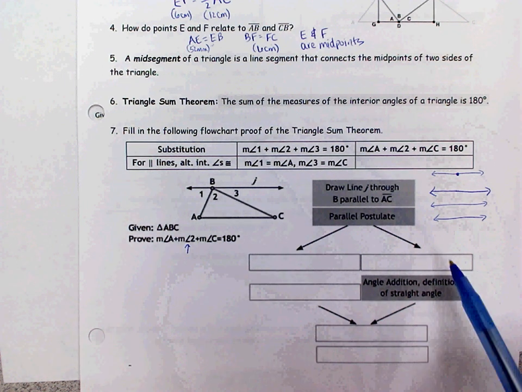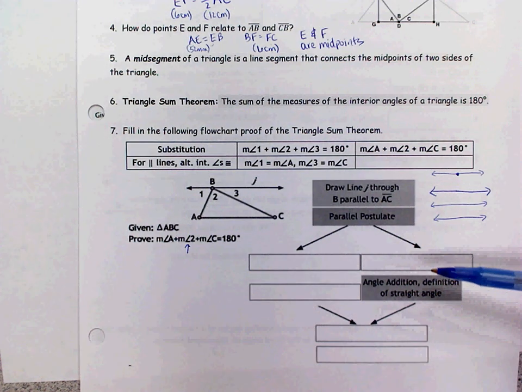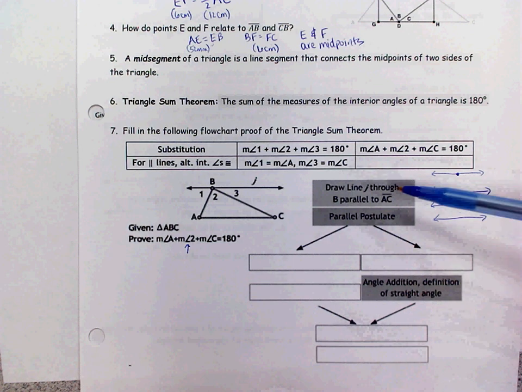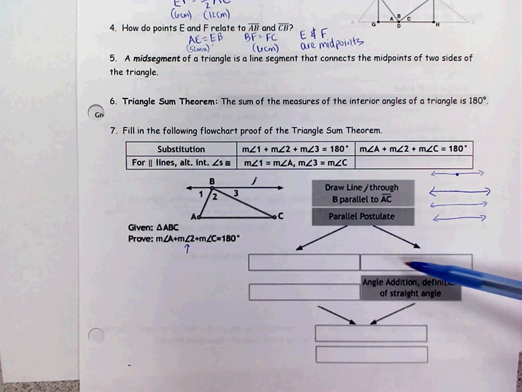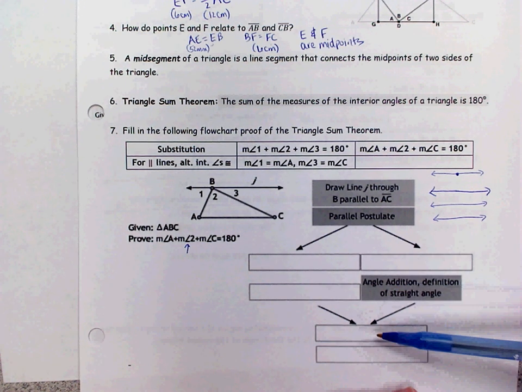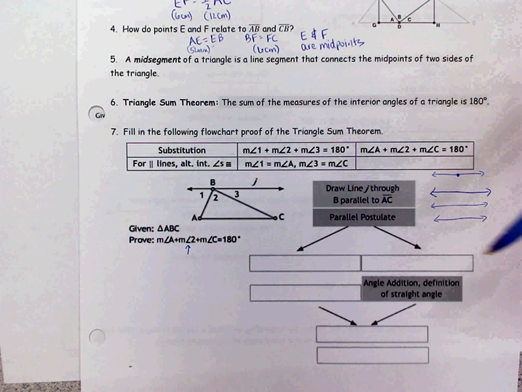In this flowchart proof, I want to just point out that it's a little bit different than some of them where we've put the statement and the reason all in one box. In this one, it has a statement with the reason right below it. So these are going to be statements, and these are going to be the reasons for those statements below it. This is going to be a statement and its reason. So I just wanted to point it out. It's a little bit different than some of the ones we've looked at.